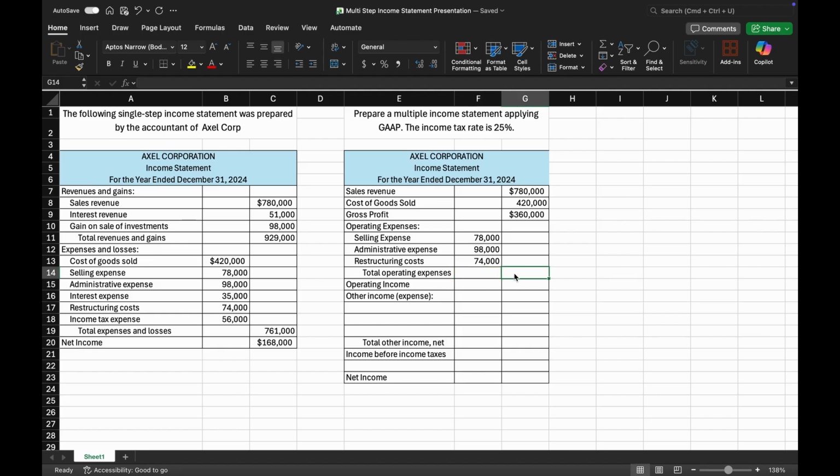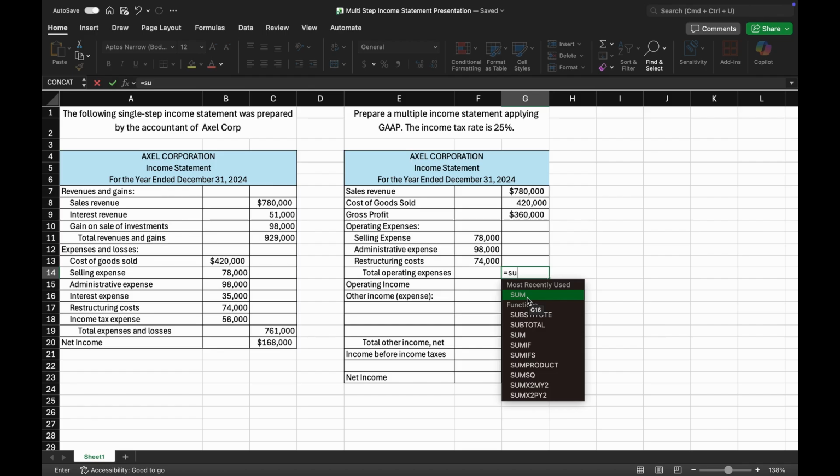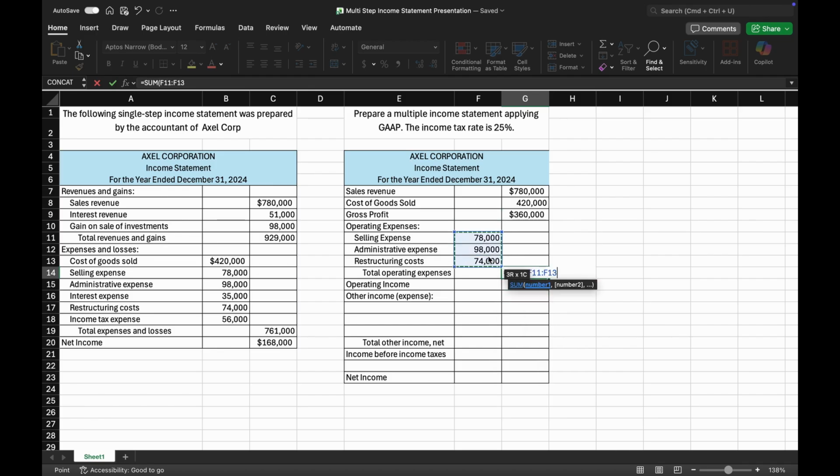Now that you have all the operating expenses, you'll want to add them all together to find the total operating expenses. Since I'm in Excel, I'm just going to use the sum function. So do equals sum, and then highlight all three expenses, and that comes out to $250,000 for the total operating expenses. Now we need to find operating income, which we do by subtracting total operating expenses from gross profit. For us, that would just be $360,000 minus $250,000, which comes out to $110,000 for operating income.